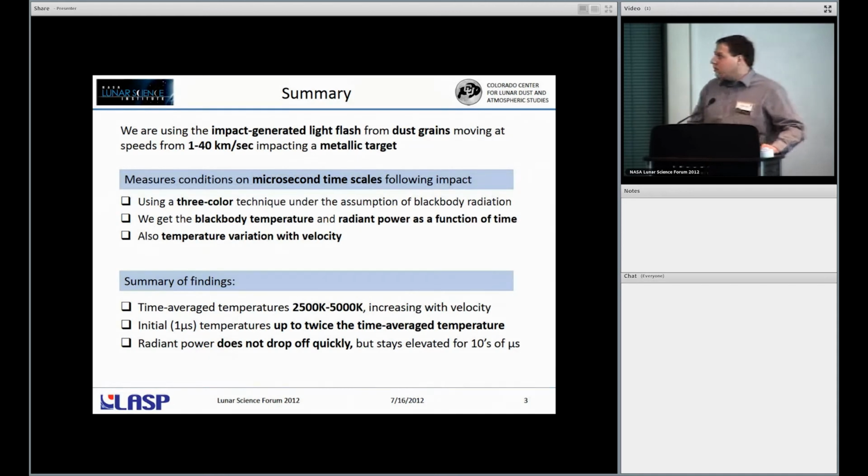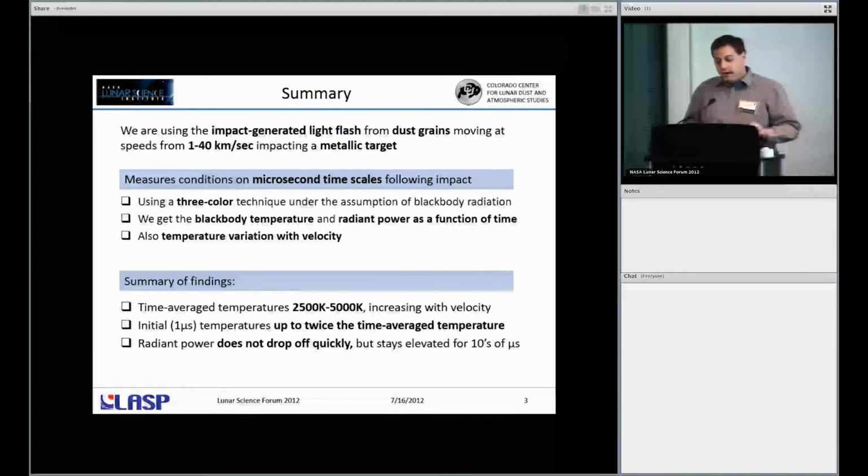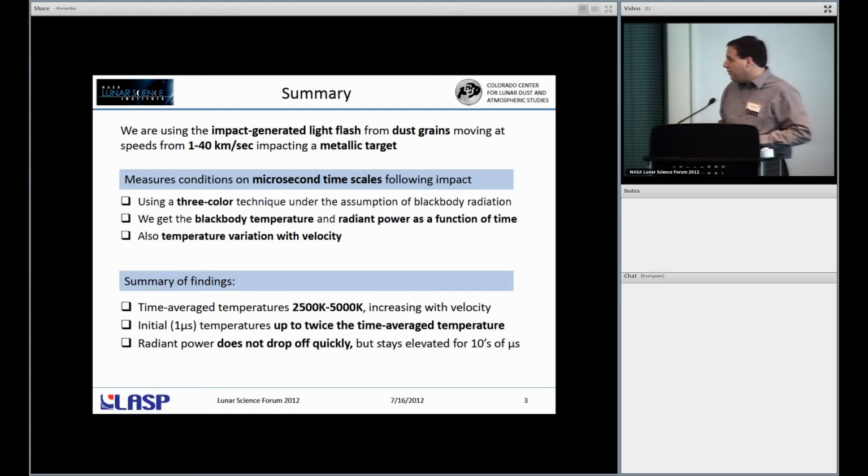The main results look at the impact-generated light flash of particles over a relatively wide velocity range, 1 to 40 kilometers a second, impacting a metallic target. Why a metal target? First of all, it's easier than trying to make a real mineral surface. Secondly, it turns out from work in the 1970s that tungsten in particular has a very high efficiency for converting kinetic energy into light. So we can measure conditions on the microsecond time scale following the impact, from 1 to about 20 or 30 microseconds.